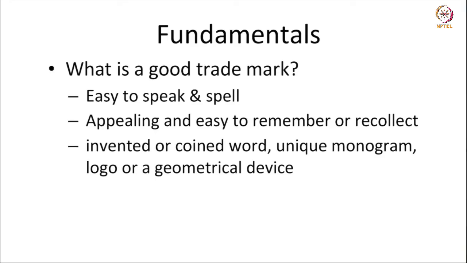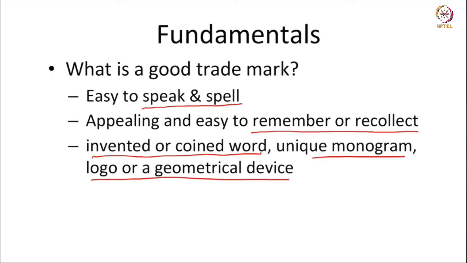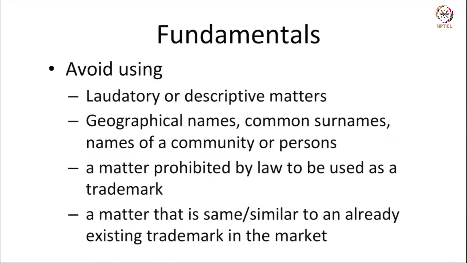What is a good trademark? A good trademark is a mark that is easy to speak and spell, because at the end of the day, a trader, though he coins the trademark, it should be used by the users or the general public, and it should be appealing and easy to remember or recollect. It can be an invented or a coined word, because dictionary words and generic words are not allowed as trademarks in the normal course. And you can have a unique monogram, logo, or a geometrical device representing the trademark.